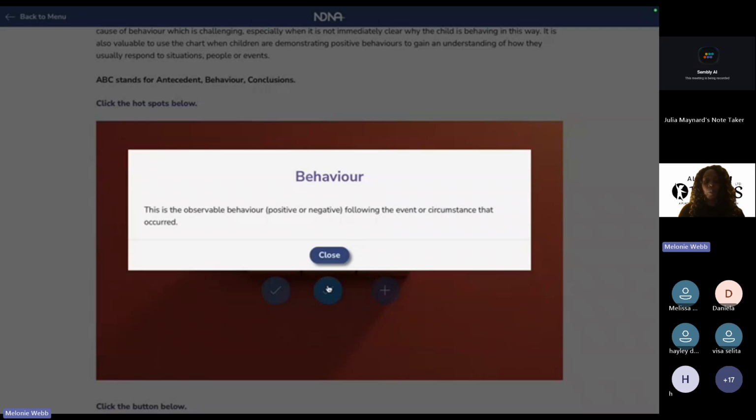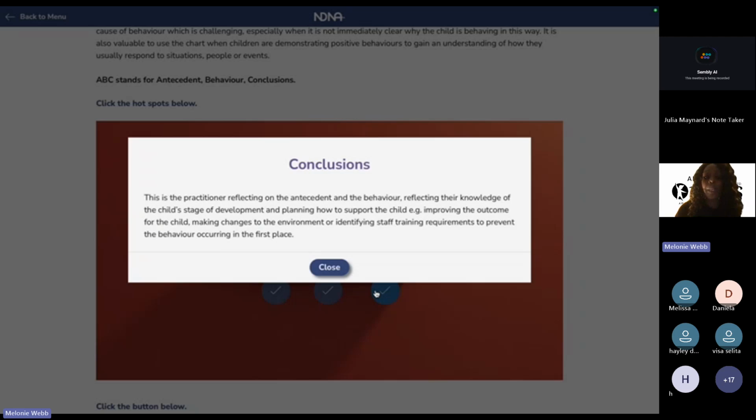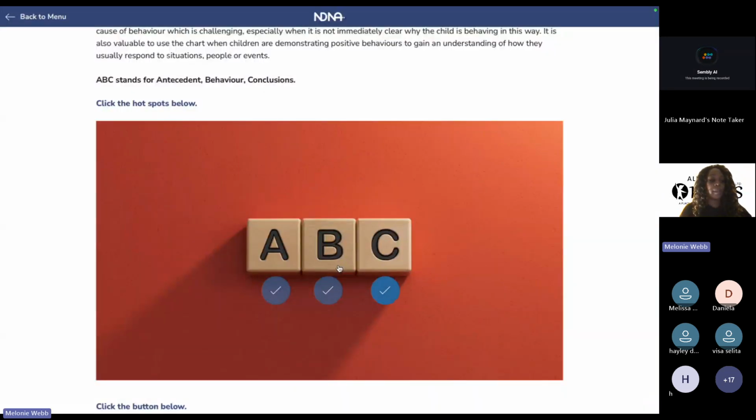Behaviour is the observable behaviour, whether it's positive or negative, that followed the event or the circumstances that occurred. So the antecedent is what happened before the behaviour started. What was the behaviour that you observed? And then the conclusions would be the practitioner reflecting on the antecedent and the behaviour, reflecting their knowledge of the child's stage of development and planning how to support the child. So, for example, it might be improving the outcome for the child, making changes to the environment, identifying staff training that's needed, so that we prevent that behaviour from happening again in the first place.